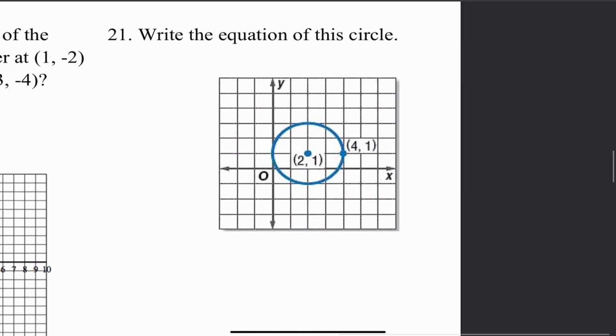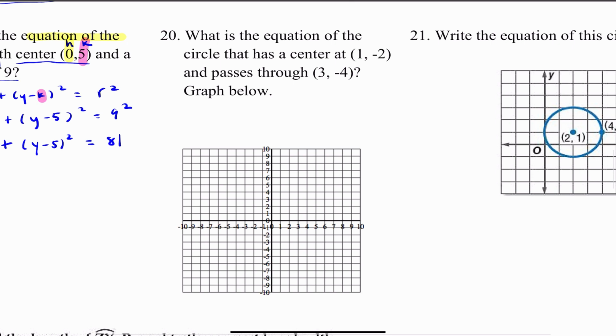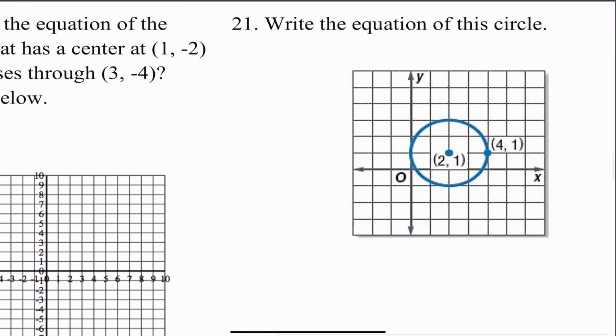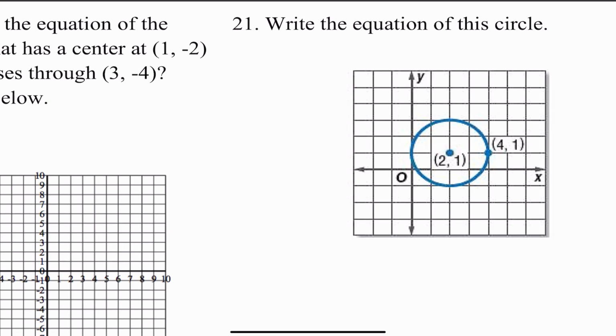Let's do number 21, and then I'm going to get back to number 20, because 20 is a long process. 21, write the equation of this circle. I'm given the center point, and here's my circle, so it should have a radius. So here's the radius, there's another radius, there's another radius, and there's another radius. So this circle contains plenty of radii to work with.